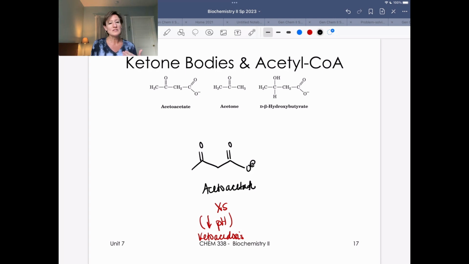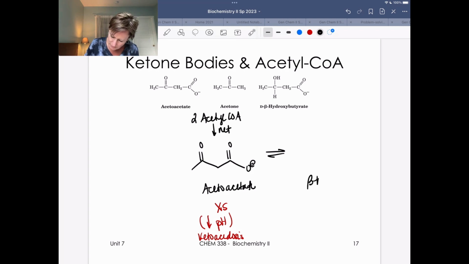So a couple of things to think about in terms of these. This is synthesized from acetyl-CoA. So we're going to have 2 acetyl-CoAs essentially get zipped together. It's not just that simple. There's quite a bit of chemistry involved. But the net is to take 2 acetyl-CoAs and make them into acetoacetate.